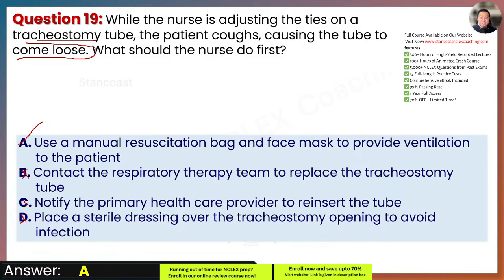This is not just incorrect, it is also dangerous. If you're going to cover the stoma, you are blocking the patient's only airway. So this makes the situation much worse. And infection prevention is not the priority in an emergency. Oxygenation is, okay? So you got to do your letter A.